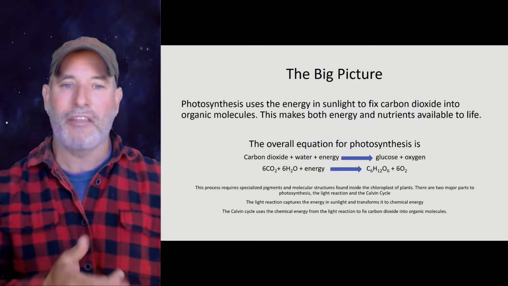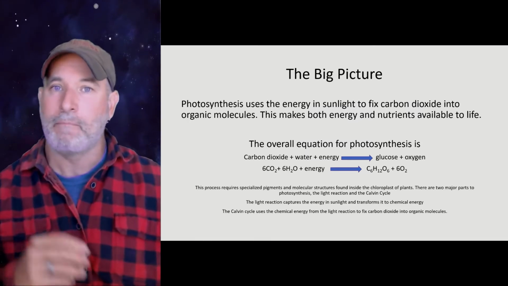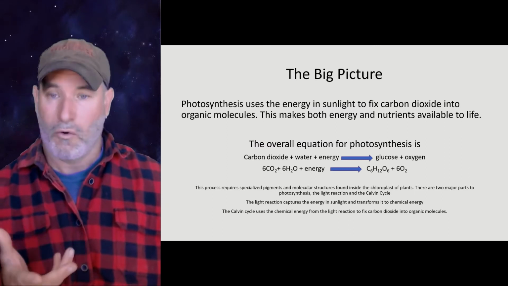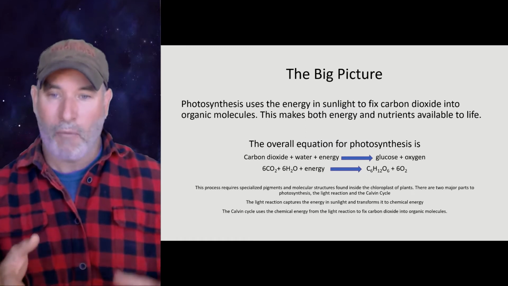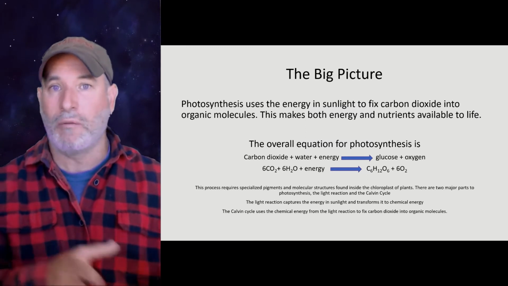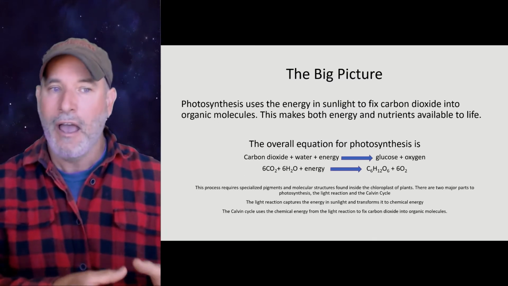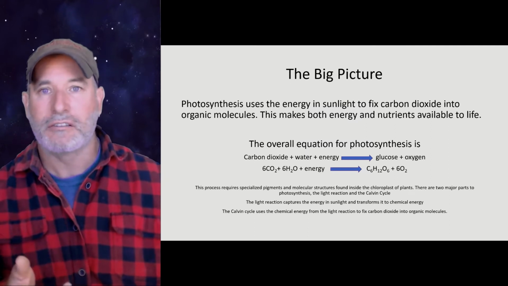Photosynthesis, put together by light. Photosynthesis uses the energy in sunlight to fix carbon dioxide into organic molecules. So we're going to take carbon dioxide, we're going to take some water, and we're going to use the energy to basically rip those electrons and hydrogens from the oxygen in water, okay? And we're going to put them into glucose, and this, of course, is going to release some oxygen.